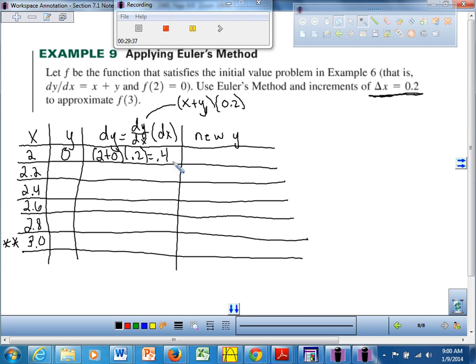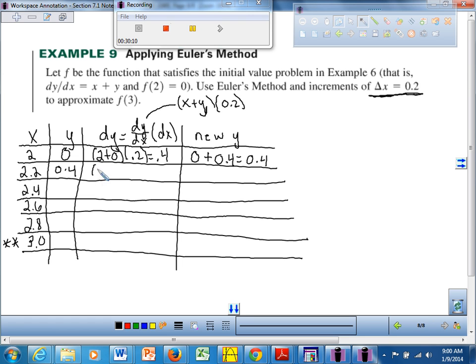So what do I do with that 0.4 to get my new y? Very nice. Add it to the y. 0 plus 0.4 equals 0.4. That new y comes down over here. That is the y, so 2.2. And then what? We do it again. We do it again until we get down to the one we're interested in.